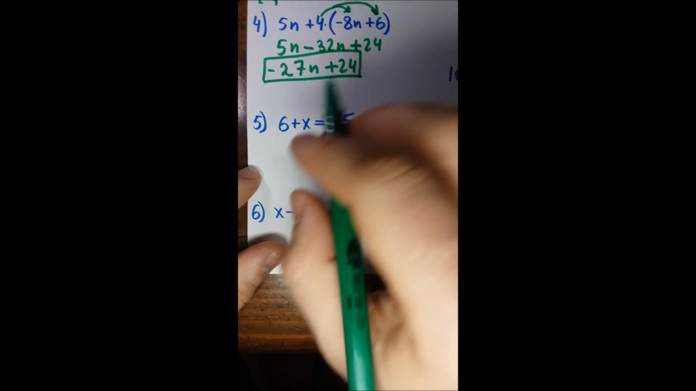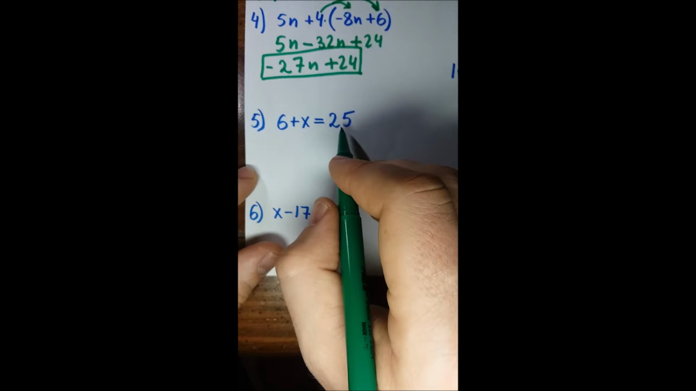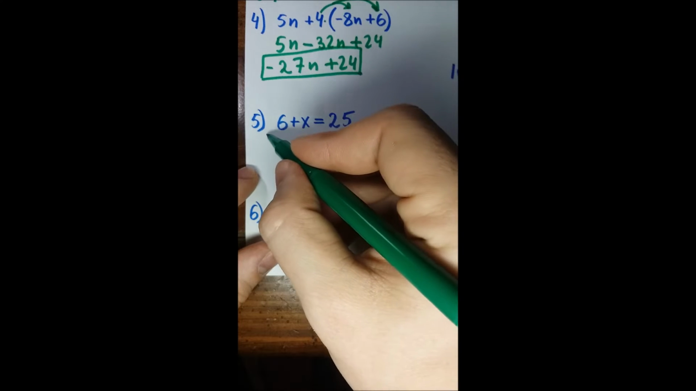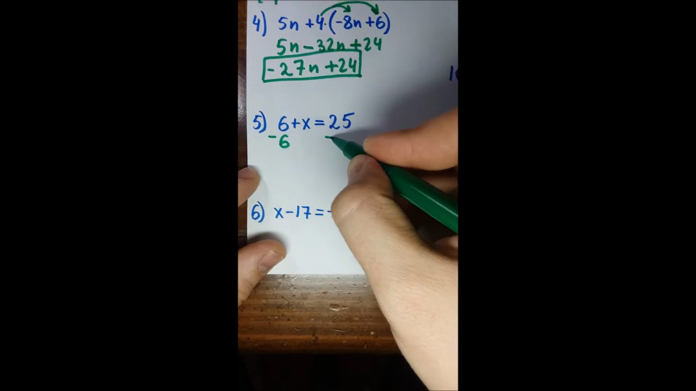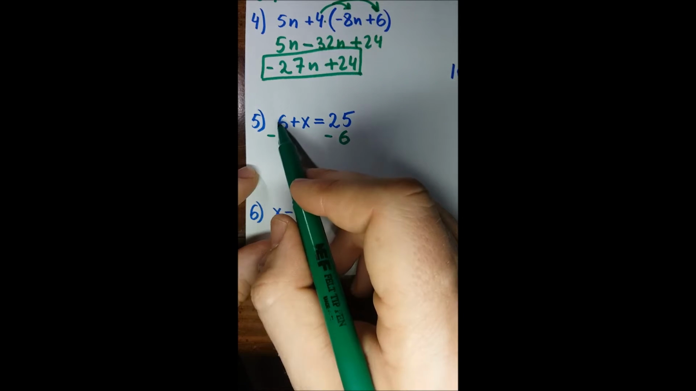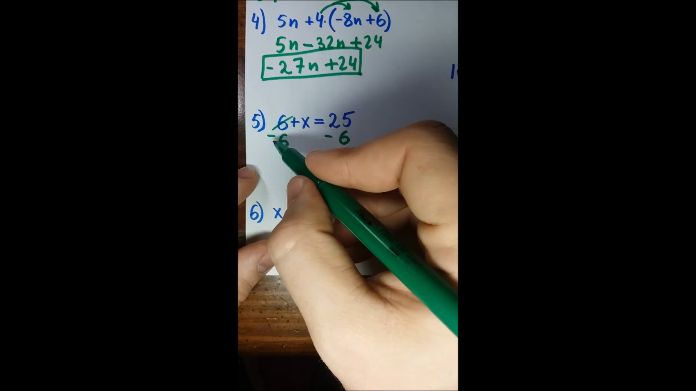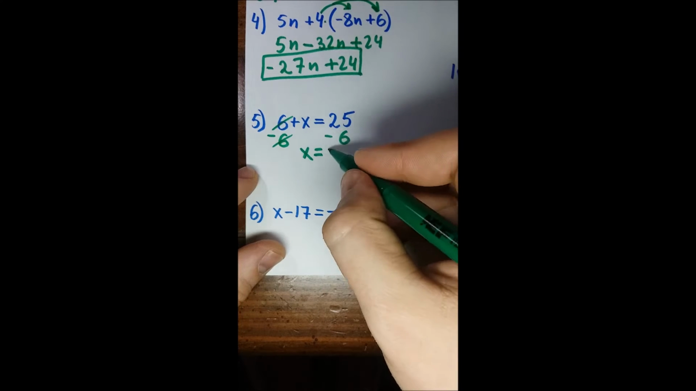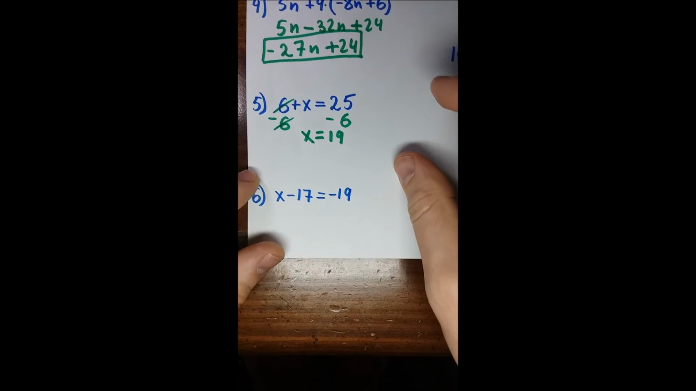Question 5. 6 plus x equals 25. We need to isolate x. So we're going to subtract 6 from both sides, okay? This is do/undo. It was a positive 6, so to get rid of it we subtract. 6 minus 6 is 0. So you're looking at x equals 25 minus 6, 19.